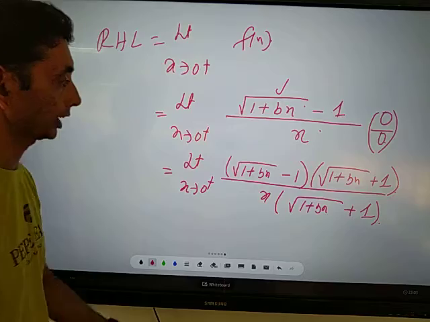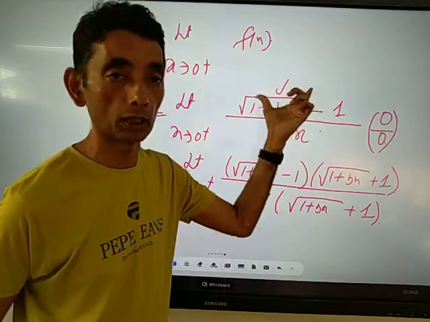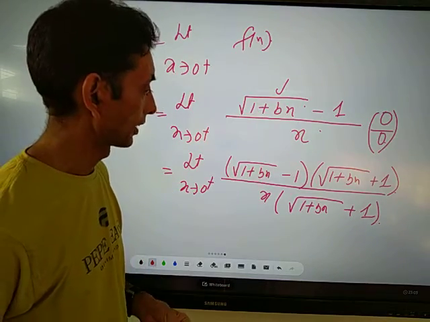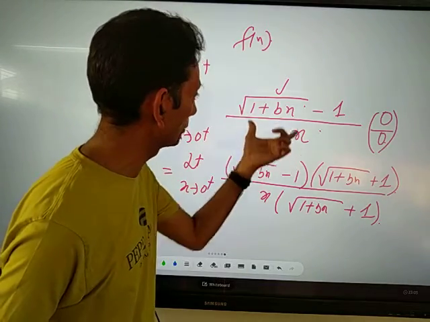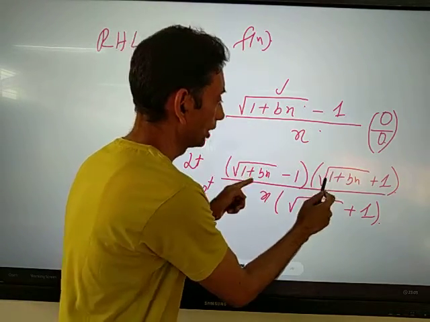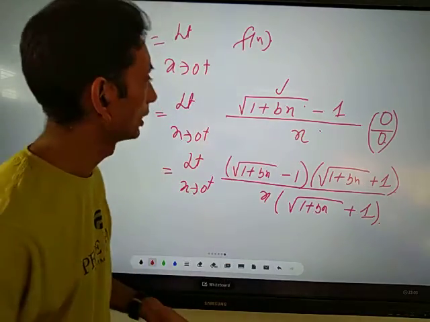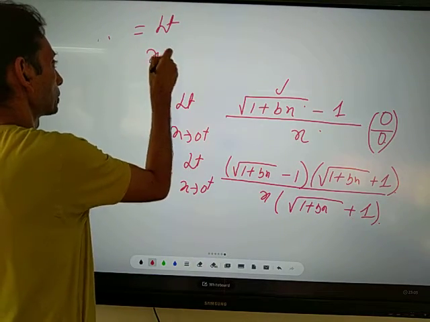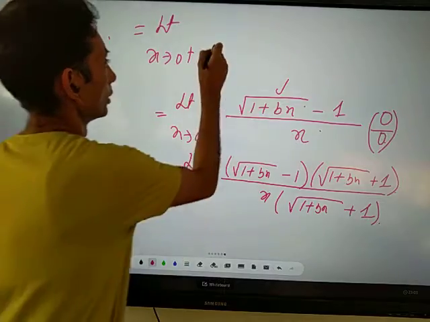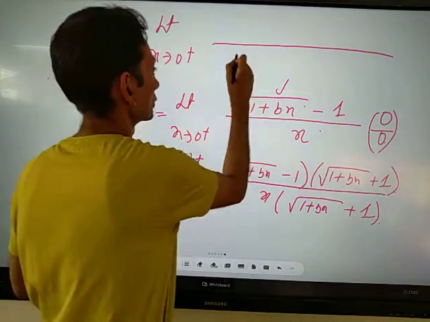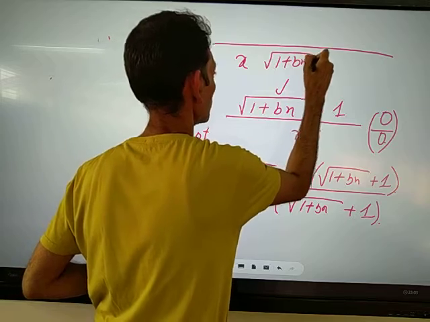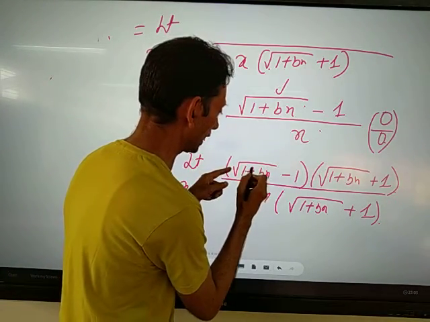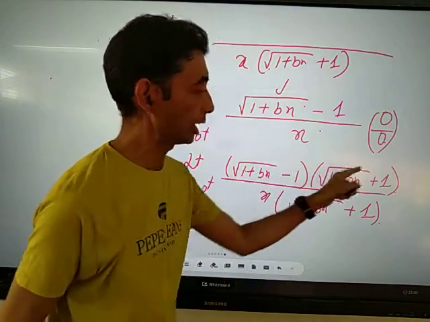That's all. So we try to convert the numerator to rational expressions. Therefore we are multiplying the numerator root 1 plus bx minus 1 by root 1 plus bx plus 1. So what's the next step? This gives us limit x approaches 0 plus. Leave the denominator as it is, so x times root 1 plus bx plus 1. Okay, so this is a minus, this is x, a minus x, a plus x.